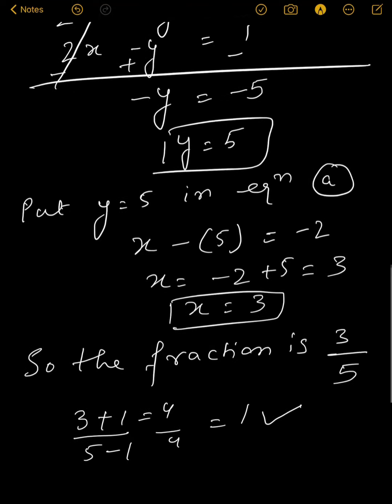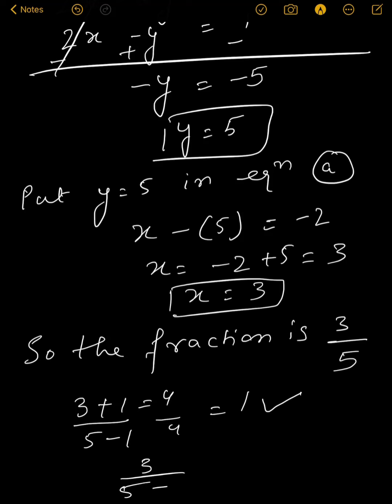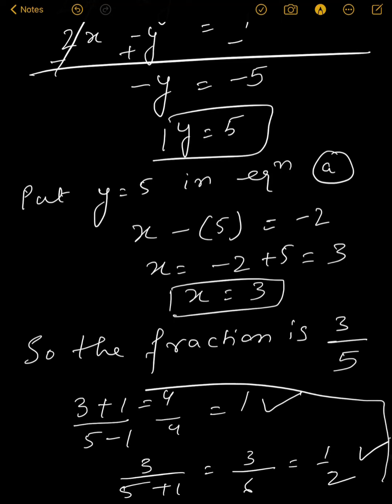It becomes 1 by 2 if we only add 1 to the denominator. 3 by 5 plus 1, that is 3 by 6, that is 1 by 2. That means this is also correct. So according to the question, our fraction satisfies everything. So this is the correct answer.